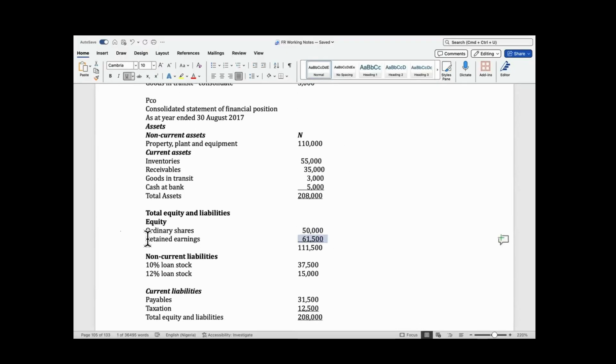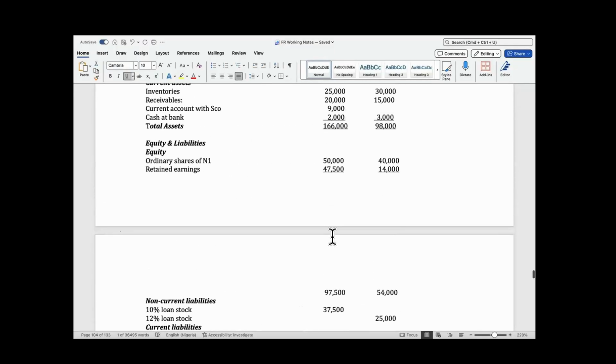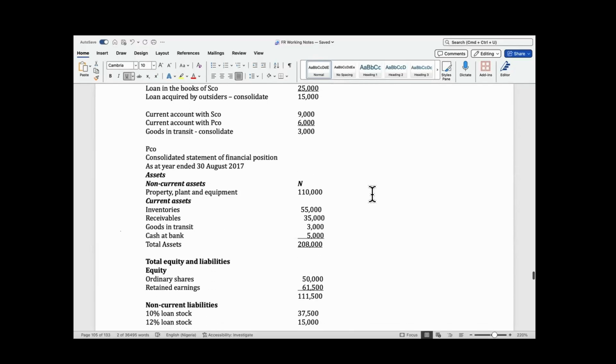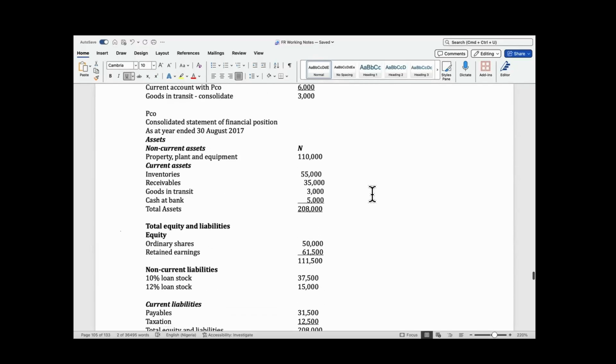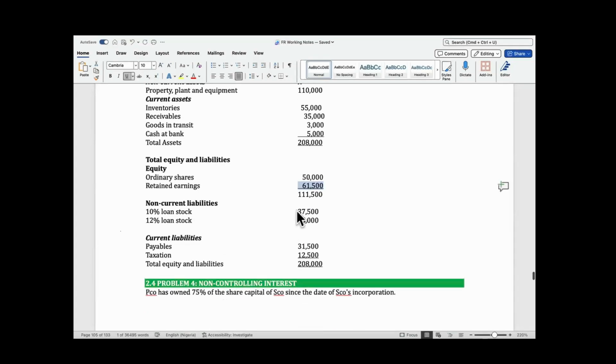And this one, they usually call it retained earnings. It's mostly called consolidated retained earnings, which is the addition of these two, 47.5 plus 14,000. And that's what gives us this 615. Add it together. Then I consolidate the parent and the subsidiary.